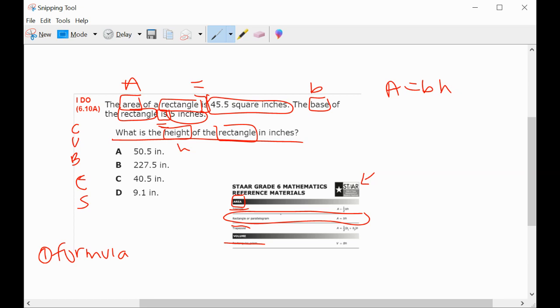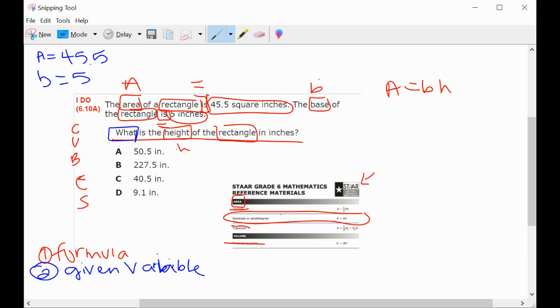Okay, my next step is to identify my given variables. Which of these three variables, A, B, or H, do they actually tell me the answer to? Well, let's go ahead and decode what I annotated here. First one I see is an A. Do they tell me what A equals? Yes, it's 45.5. Next one I see is B. Do they tell me what B equals? Yes, it is equal to 5. Do they tell me what H equals? No, they don't. That's why I see the word what there, because I actually don't know what it equals yet. And that's what I'm looking for in this question.